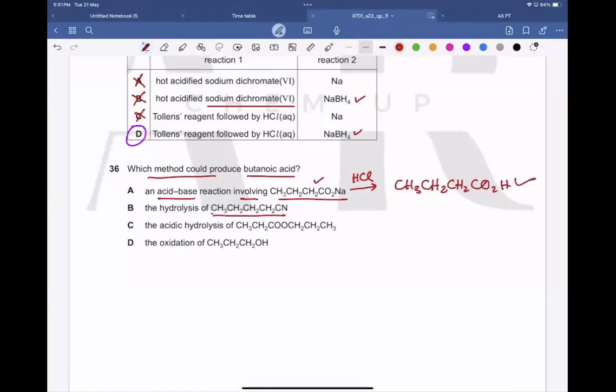Hydrolysis of this: 1, 2, 3, 4, 5, there are 5 carbons. So pentanoic acid is formed on hydrolyzing this pentanenitrile. They are asking for a reaction in which butanoic acid is formed, so B goes wrong. The acidic hydrolysis of this breaks into 3 carbons and 3 carbons, so propanoic acid is formed, so it goes wrong as well. And over here there are 3 carbons, so on oxidation we get propanoic acid, not butanoic acid. So B, C and D go wrong, and A is the correct answer.